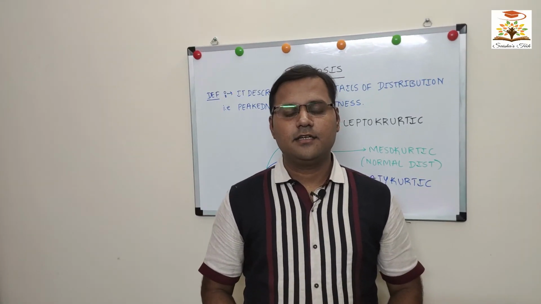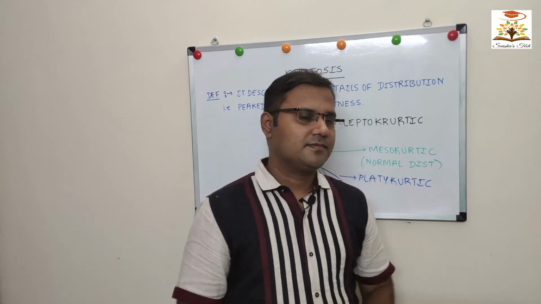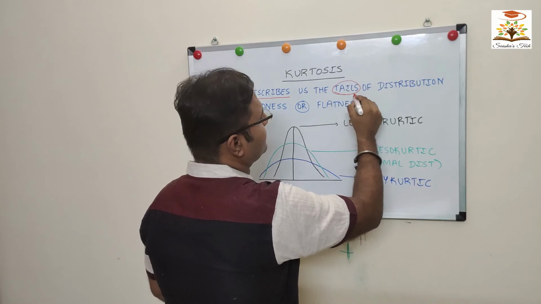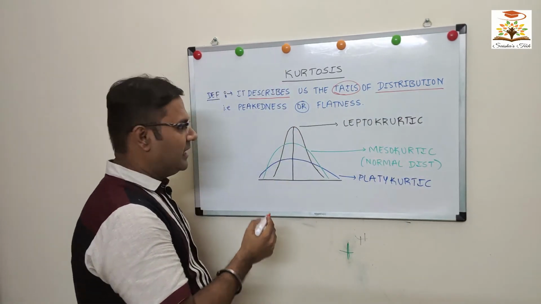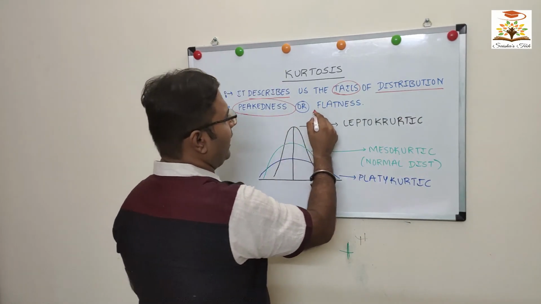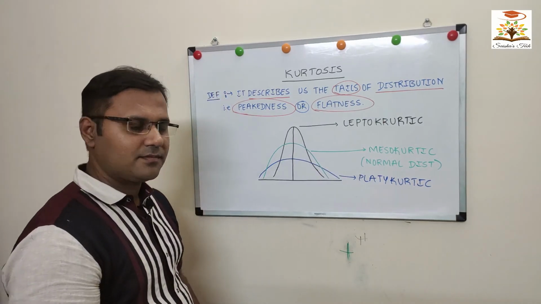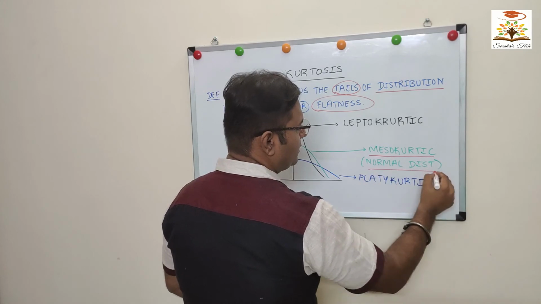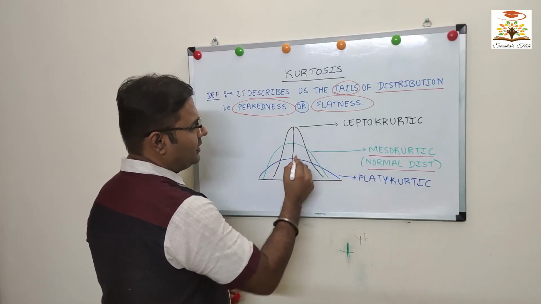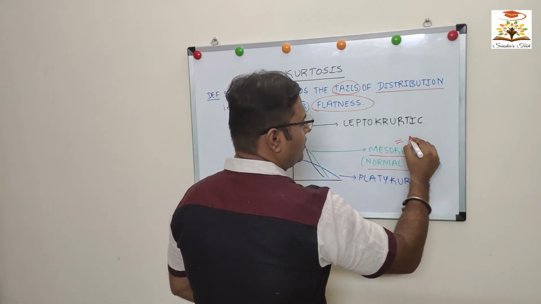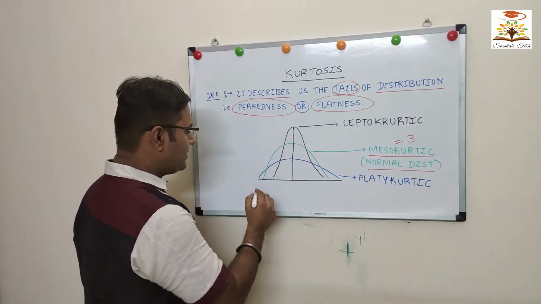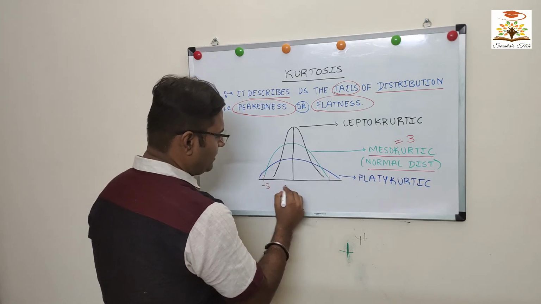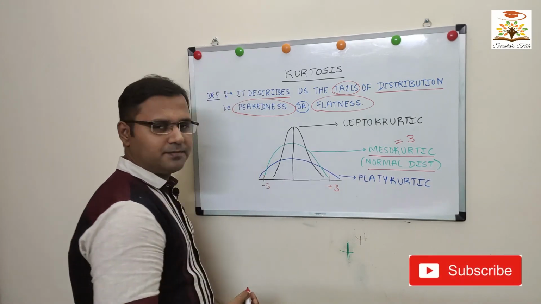Let us understand the data distribution using kurtosis. Kurtosis describes the tails of the distribution, that is, the peakedness and flatness of the data. The mesokurtic, or normally distributed data, is represented with a kurtosis value equal to 3, that is, the distribution of the values is between -3 to +3.